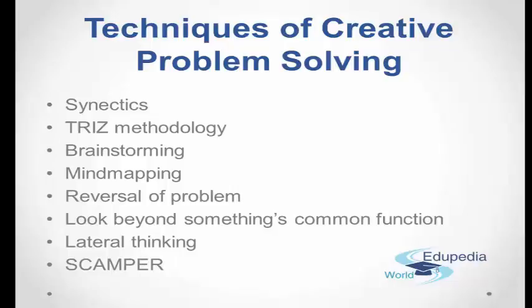De Bono created two different models pertaining to creative thinking. These models were parallel thinking and lateral thinking. Parallel thinking has to do with pondering over an issue in a single state of mind at a time, as against confusing ourselves to process several issues differently in a single go.